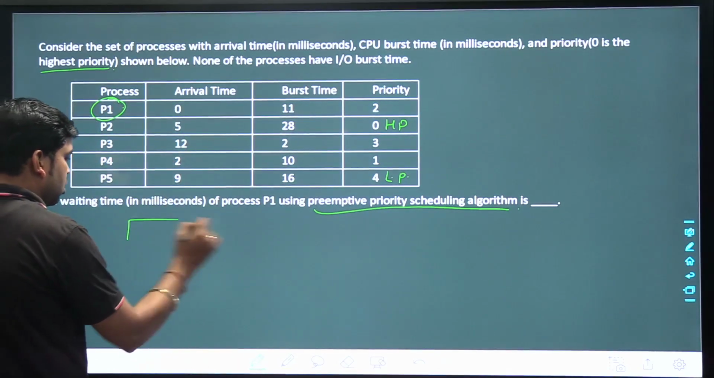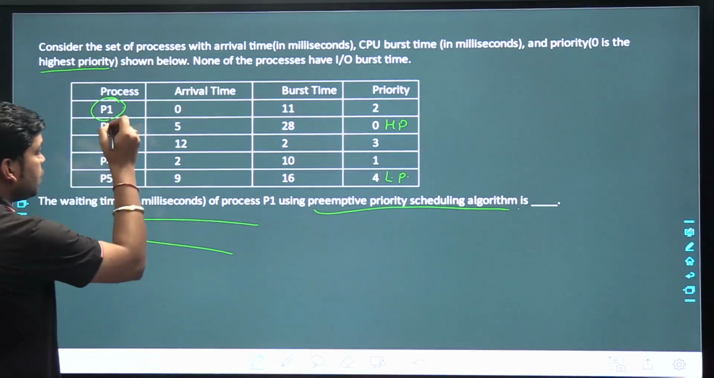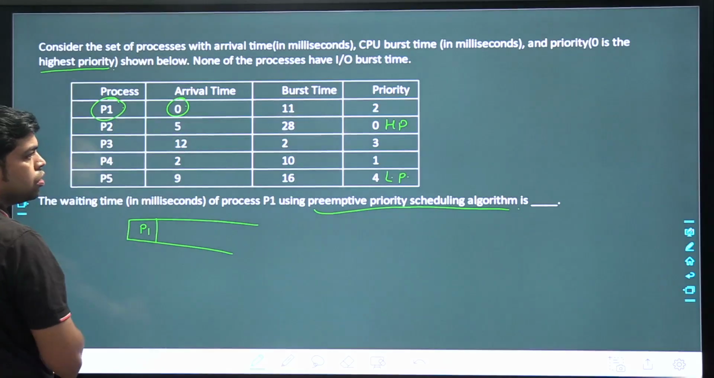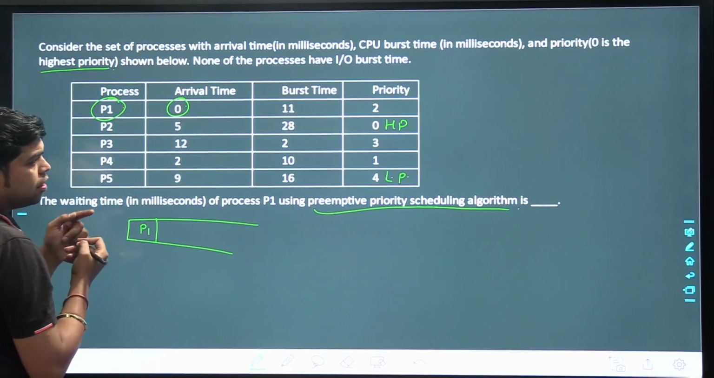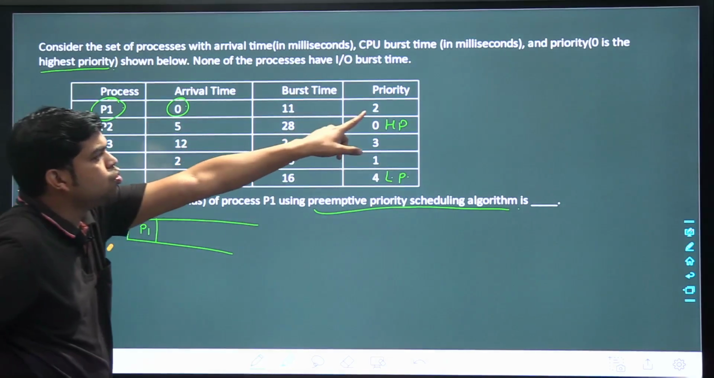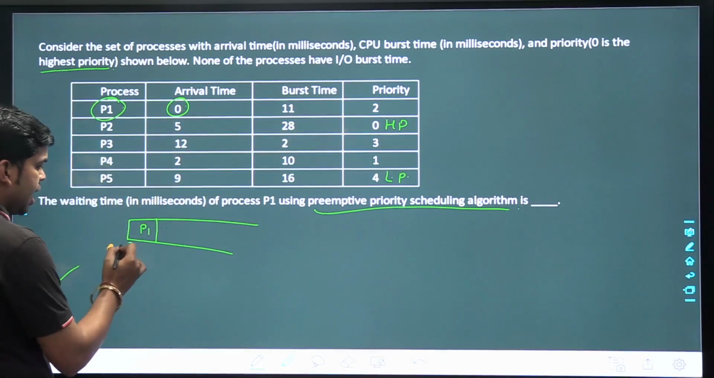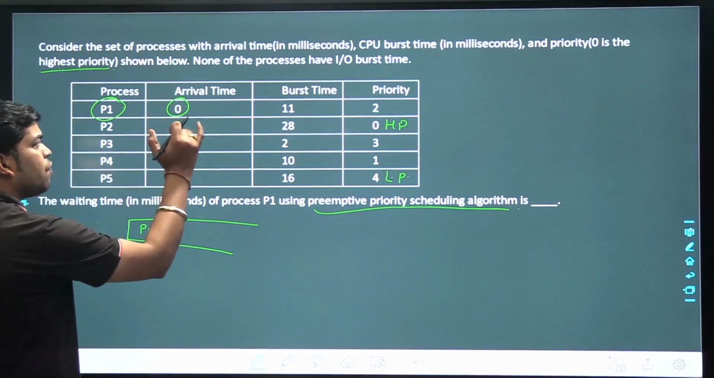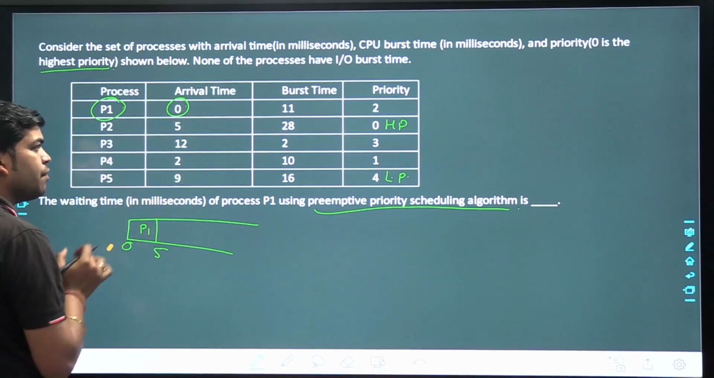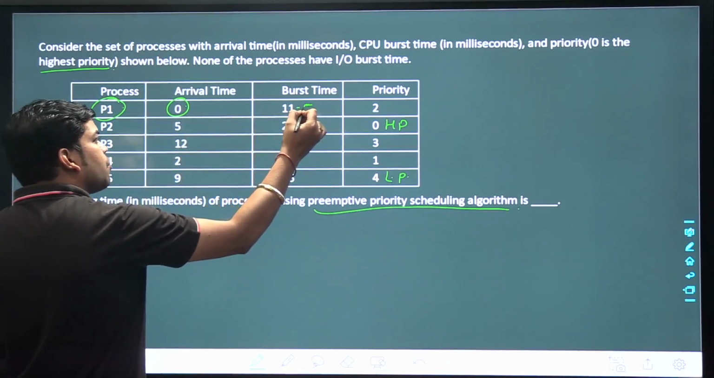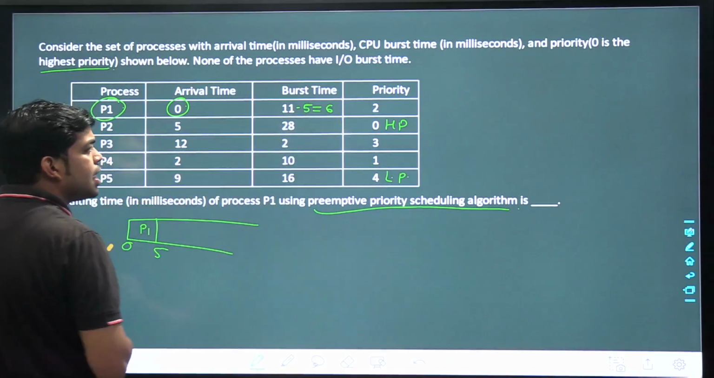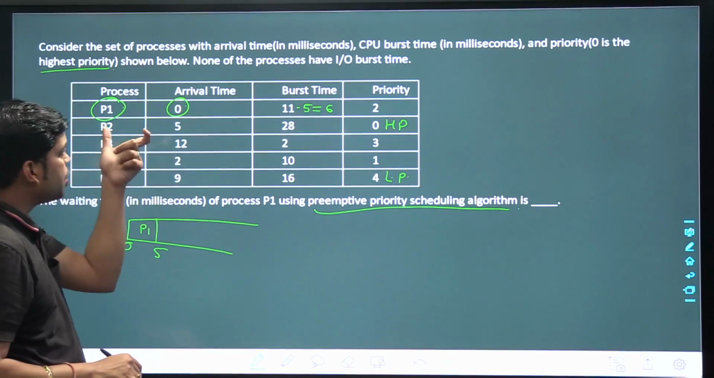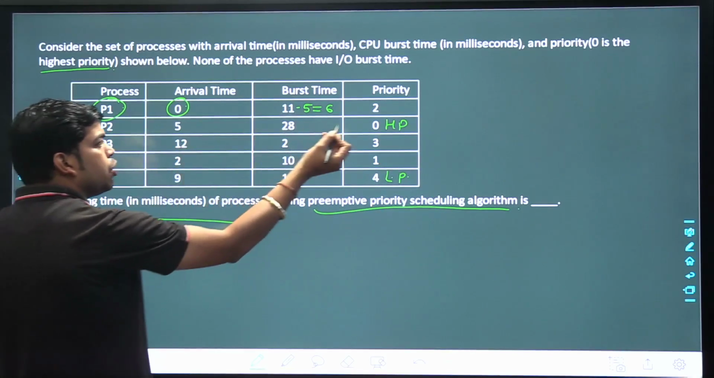Now initially P1 executes because P1 arrives at time 0, and the priority of P1 is 2, and the next process arrives at time 5. So from 0 to 5 only P1 is in the system. So we execute P1. When you execute for 5 units of time, the remaining time of P1 is 6, and at time 5 P2 arrives.